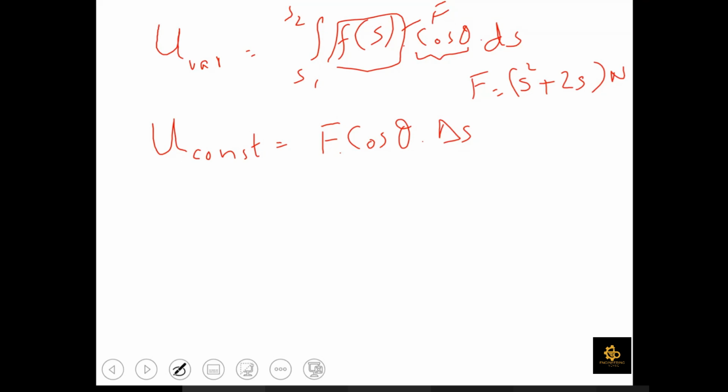Again, cos theta is going to be included if force is not acting in line with the displacement. Rather, it is acting at an angle theta with respect to the displacement axis. So we are going to take the component of force which is in line with that displacement. So that's why we are taking f cos theta.